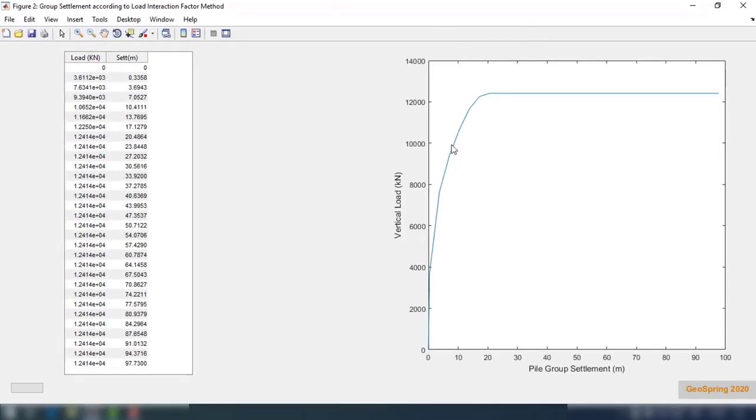So this is the load settlement curve of your pile group, and this table summarizes the data that gives you in the first column the vertical load, and its corresponding settlement.